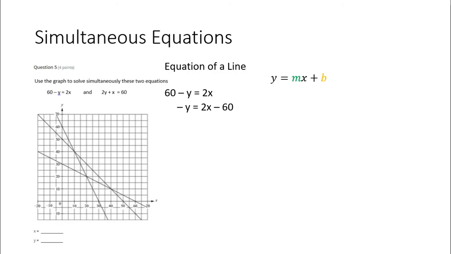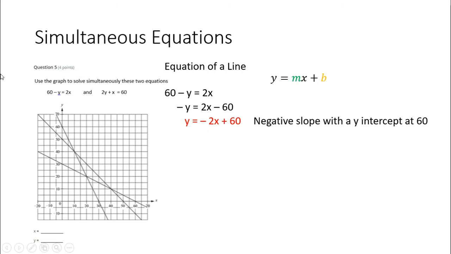So if I change the sign of the y from negative to positive, I'll change the sign of all terms. So on the other side, my positive 2x becomes negative 2x, and my negative 60 becomes positive 60. Now that it's in this format, I can clearly see that this line has a negative slope, the gradient is minus 2, and it has a y-intercept of 60.